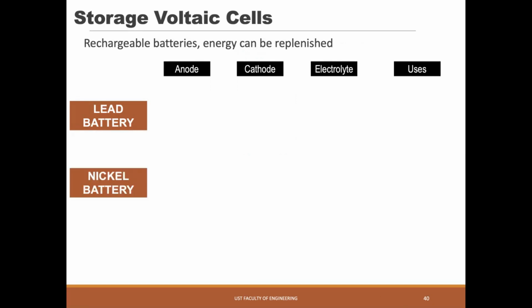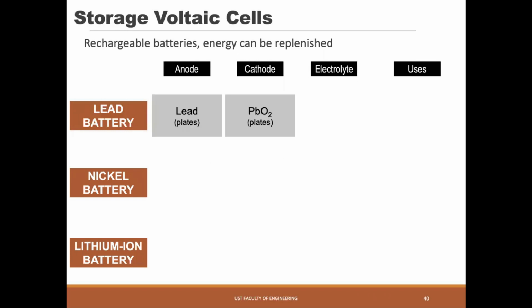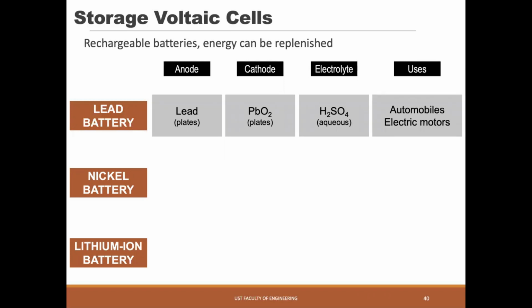So some examples would be a lead battery, a nickel-based battery, as well as a lithium-ion battery for these rechargeable batteries. So a lead battery uses lead for its anode and its cathode, and it uses aqueous sulfuric acid as its electrolyte. So we know lead batteries to be popular in most of our automobiles and other electric motors, powering up and giving the energy needed for us to use these devices.